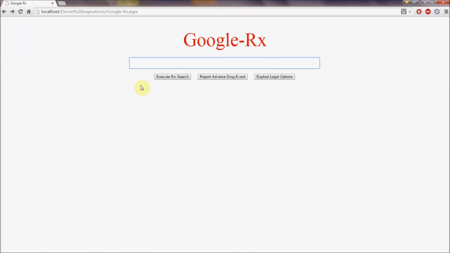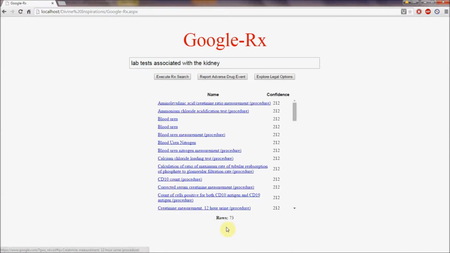Let's now examine different lab tests associated with the kidney. We can type the following: lab tests associated with the kidney, and we see 73 rows returned.